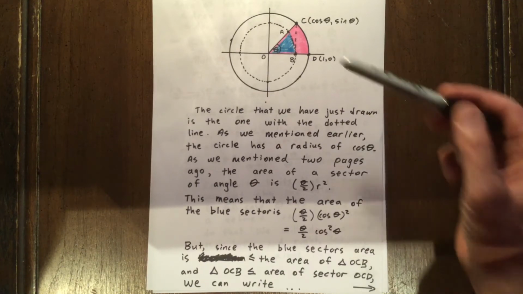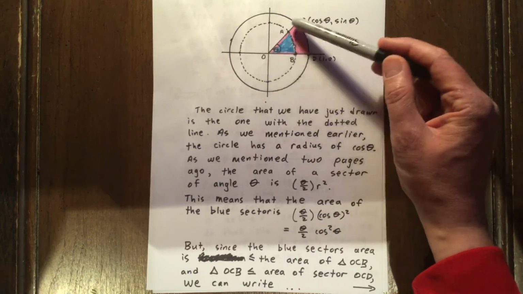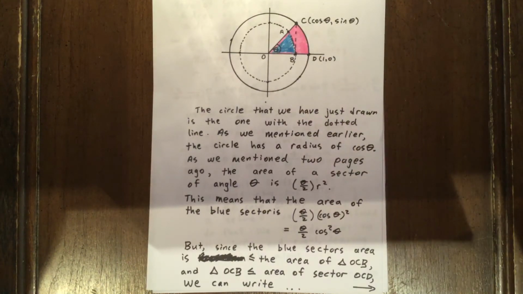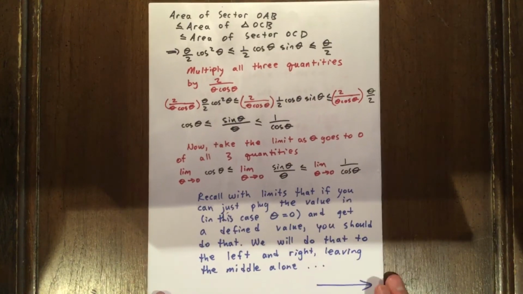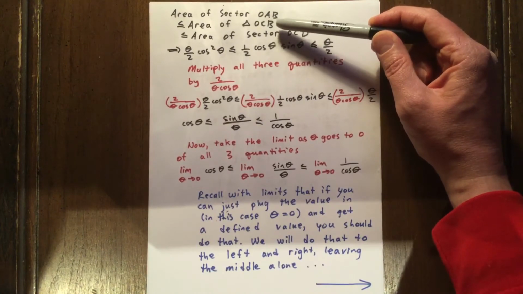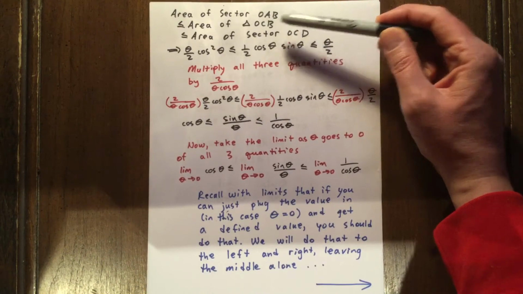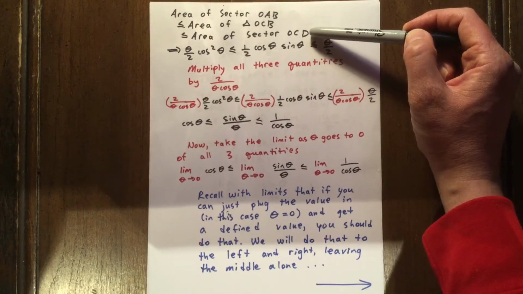But we can tell that the area of that blue sector is less than or equal to the area of that triangle, which is less than or equal to the area of that pink sector. In other words, the blue sector's area is less than or equal to the area of the triangle, and the area of the triangle is less than or equal to the area of the pink sector. So what we can write is that the area of sector OAB, the blue sector, is less than or equal to the area of the triangle, which is less than or equal to the area of the pink sector, OCD.